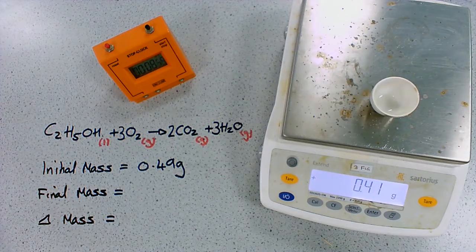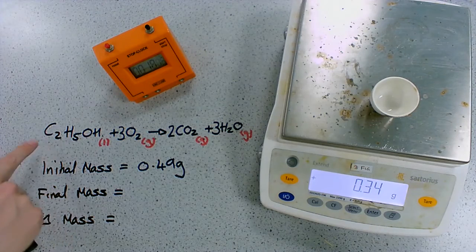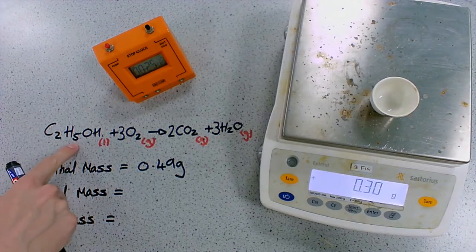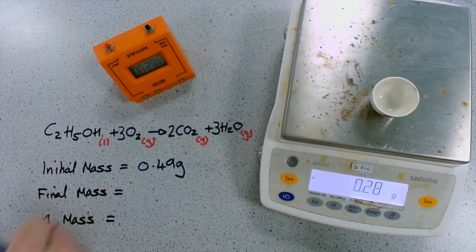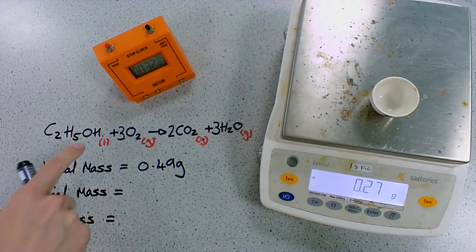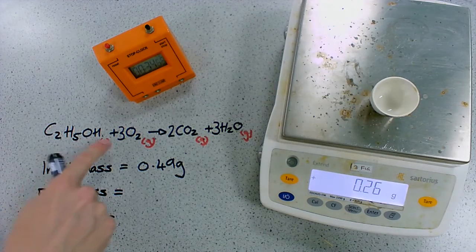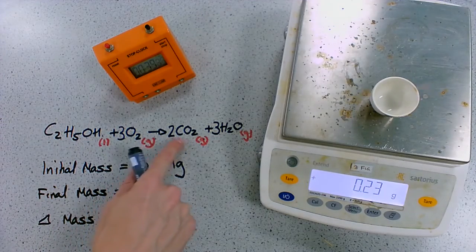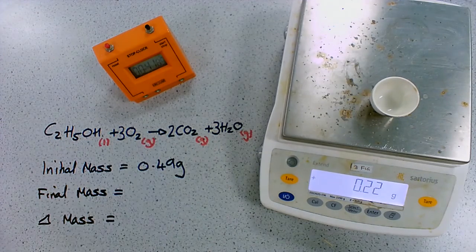So straight away we can see that mass is beginning to fall. Now if we look at the balanced symbol equation, on the left hand side in the reactants we've got 2 carbon atoms, and over on the right hand side we've got 2 carbon atoms. On the left we've got 6 hydrogen atoms, and on the right, 3 times 2, we've got 6 hydrogen atoms. In terms of oxygen on the left, we've got 1, 3 times 2 is 6, so 7 oxygens in total. On the right, 2 times 2 is 4, plus 3, again 7 oxygen atoms.